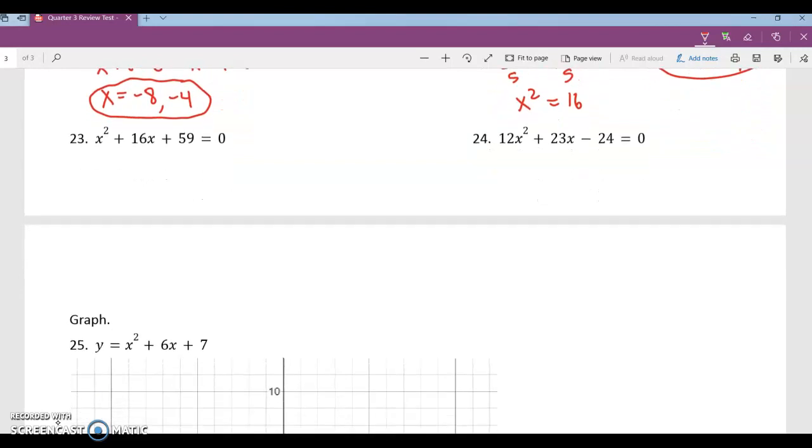Number 23. Could I factor that? Oh boy, I don't know. I don't know if there's any factors of 59 that add up to 16. But 16 is even. So I'm thinking maybe I'll use completing the square. Half of 16 is 8, and 8 squared is 64. So I would like this to be a 64. I'm going to have to add 5 to both sides. So I get x squared plus 16x plus 64 equals 5. That's a perfect square trinomial. I made it that way. So I can factor it, and then I will take the square root of both sides.